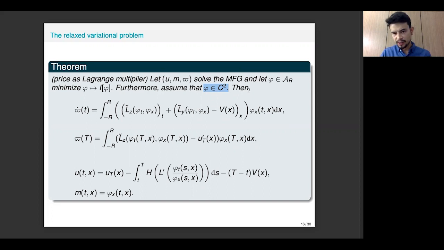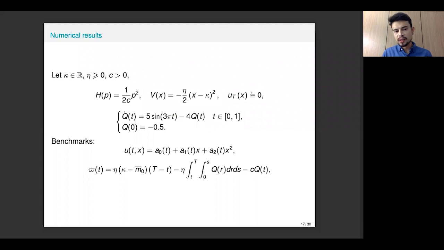I'm going to illustrate this result with a numerical result for a linear quadratic game. So we take this Hamiltonian, a standard one. We take this function, remember that the Lagrangian here is basically the Legendre transform of H, but you have this potential in the Lagrangian as well. And just for simplicity, we take the terminal condition to be zero.